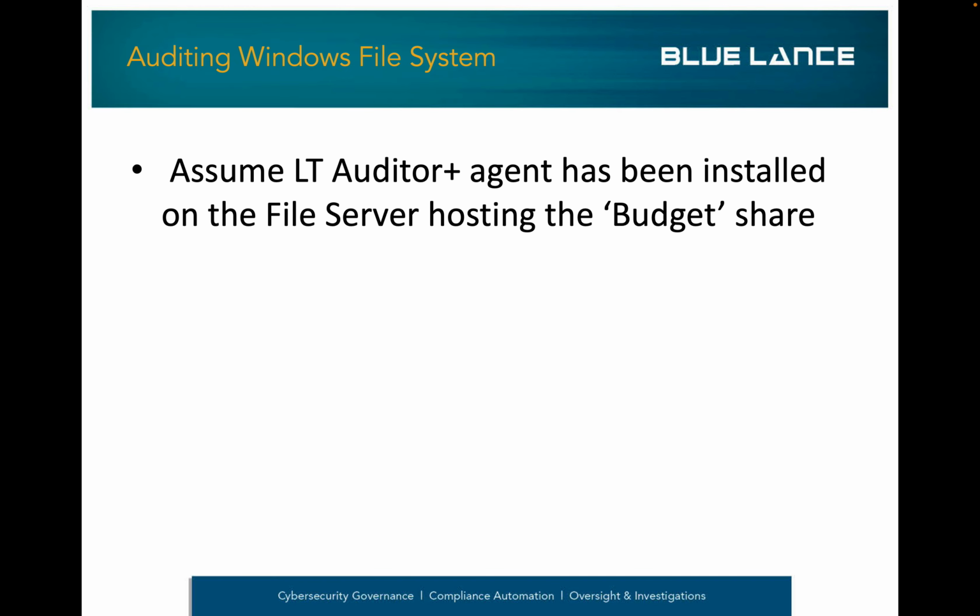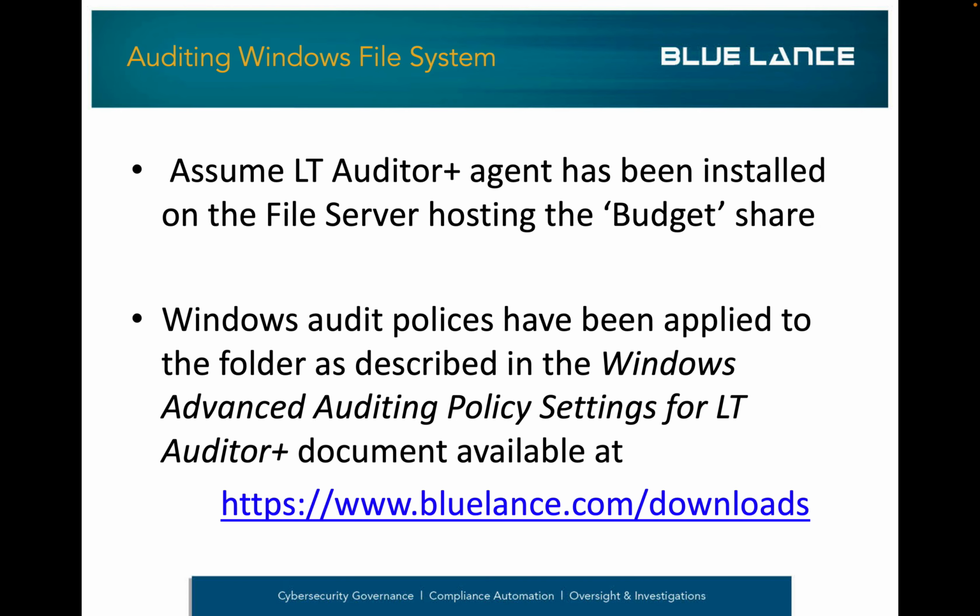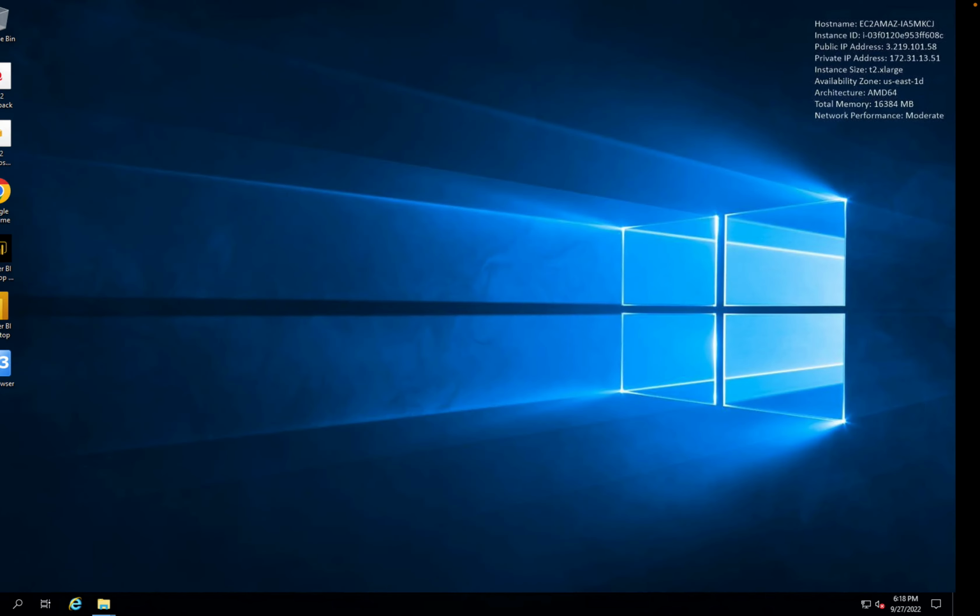Before this test is run, you need to ensure that an LT Auditor agent has been installed on the file server hosting the budget share. That's what's going to allow us to audit that share. And more importantly, Windows audit policies have been applied to that specific folder. Information to do so is described in the Windows Advanced Auditing Policy Settings for LT Auditor, a document that's available at the bluelens.com downloads folder. So without further ado, let's get started.